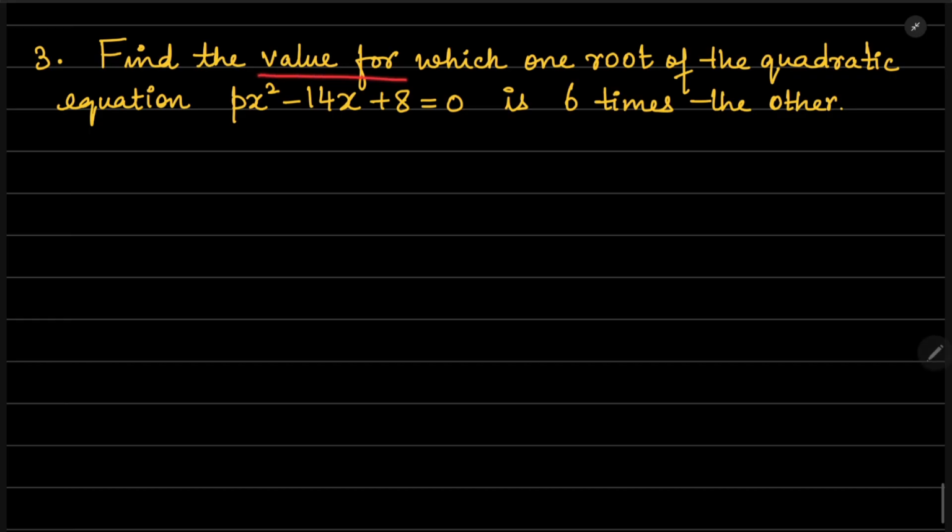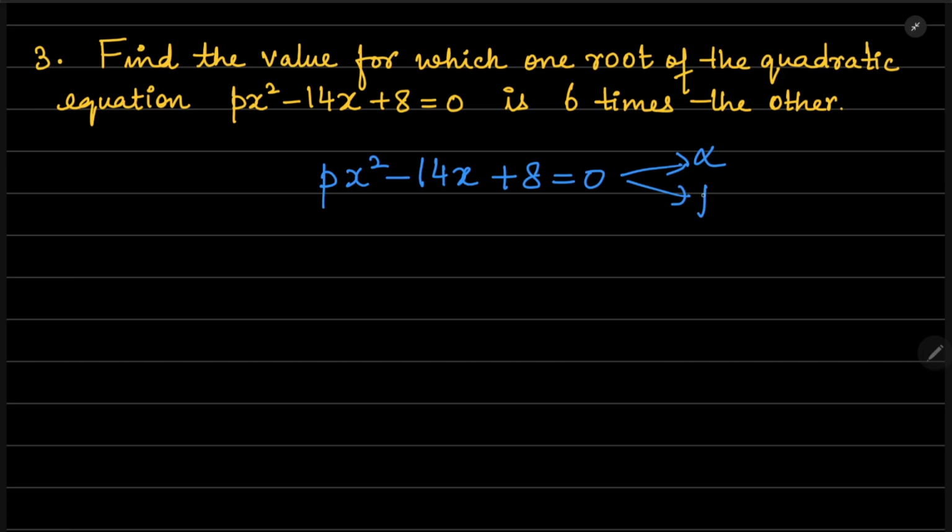Find the value of p for which one root of the quadratic equation px square minus 14x plus 8 equal to 0 is 6 times the other. As usual, the minute you have your quadratic equation, let's write it again. Px square minus 14x plus 8 is equal to 0. Let the two roots be alpha and beta.